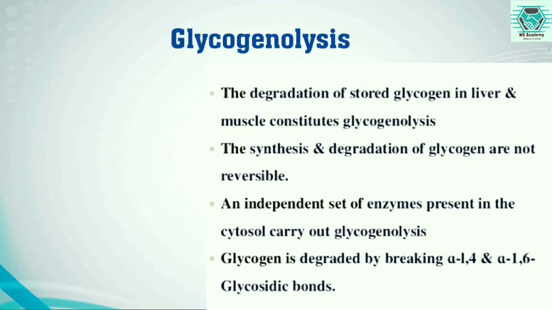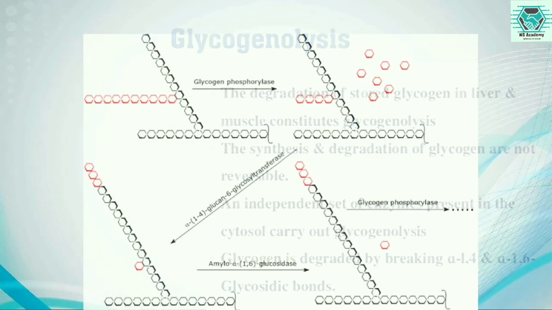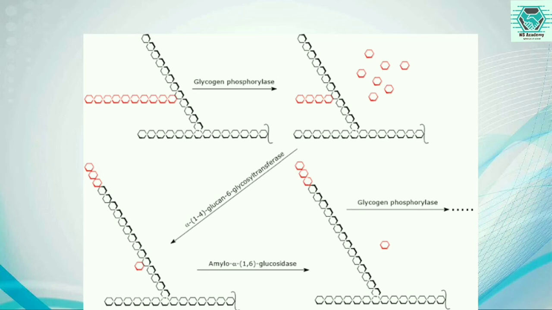That means from glucose we get glycogen, but from glycogen directly we do not get glucose. An independent set of enzymes present in the cytosol carry out the glycogenolysis process. Here, glycogen is degraded by breaking alpha-1,4 and alpha-1,6 glycosidic bonds.